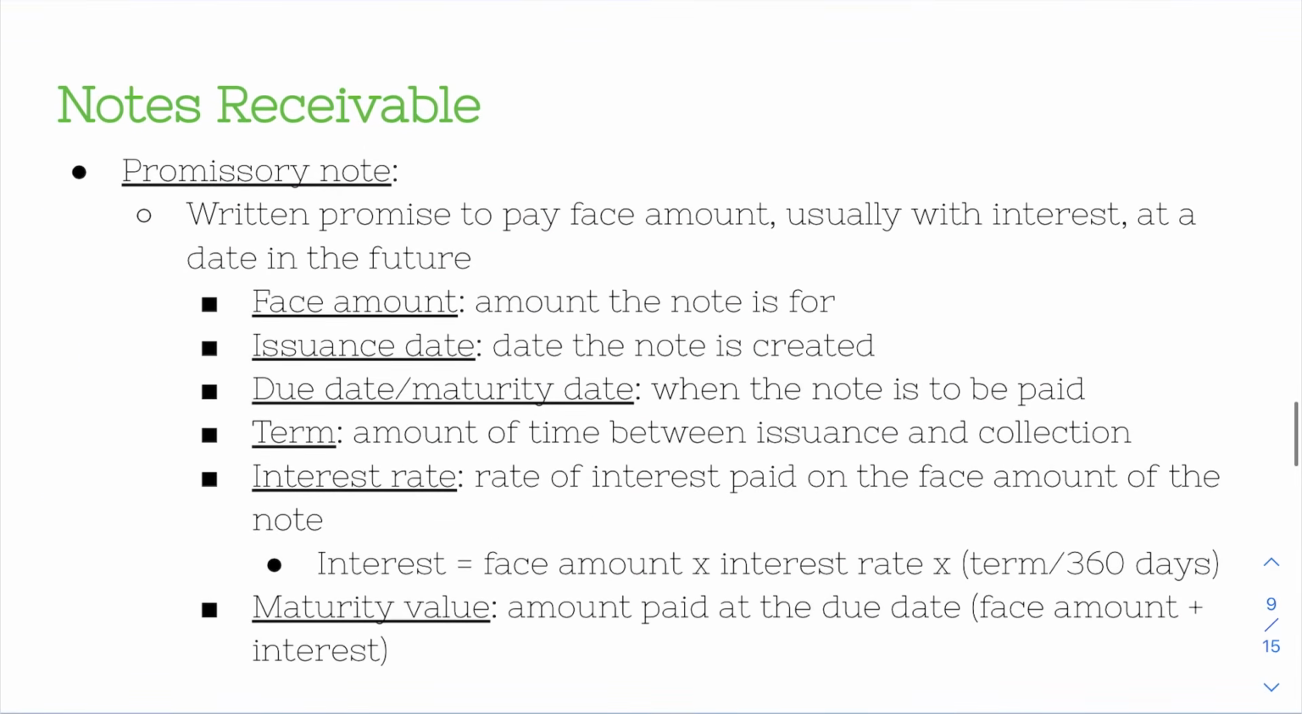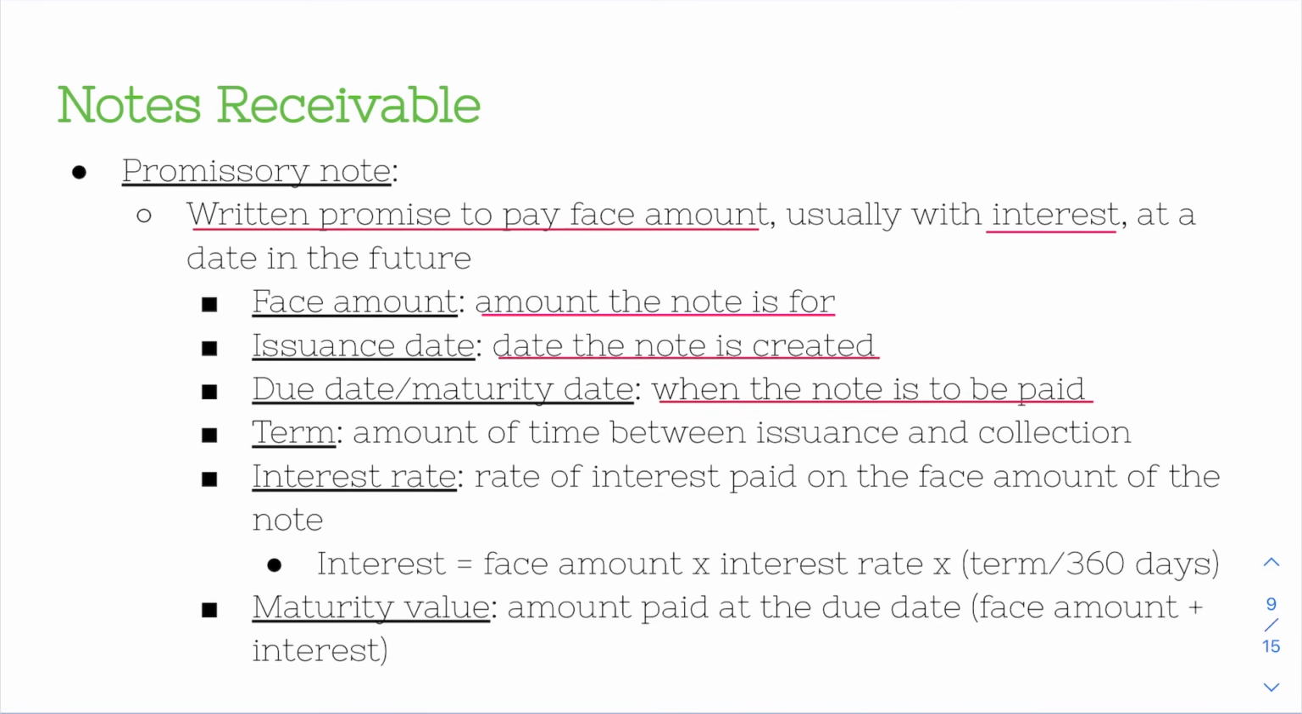Okay, last topic is notes receivables. So just some terms first. A note is a written promise to pay the face amount of the note, usually with interest, at a date in the future. So the face amount is the amount the note is for. It could also be called par value. The issuance date is the date the note is created. The due date or maturity date is when the note is to be paid. The term is the amount of time between issuance and collection. So when you issued it to when it's due is the term.